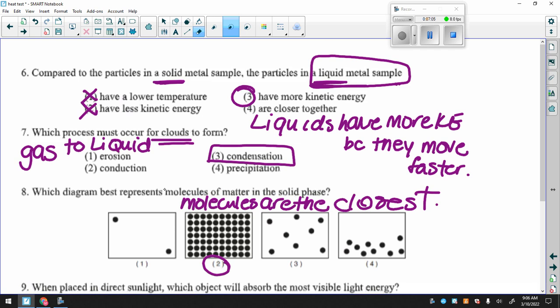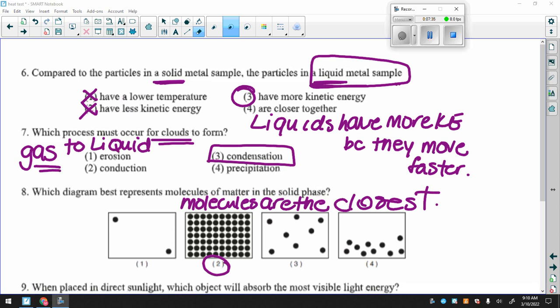Which process must occur for clouds to form? Clouds forming means the gas turns to a liquid. That's condensation. So your why is easy. Gas to liquid. That's 3 words. Number 8, your why is easy too. Solid. Molecules are the closest. Which picture shows the molecules are the closest? Number 2. How are we doing so far? Wait, I'll pause right here.